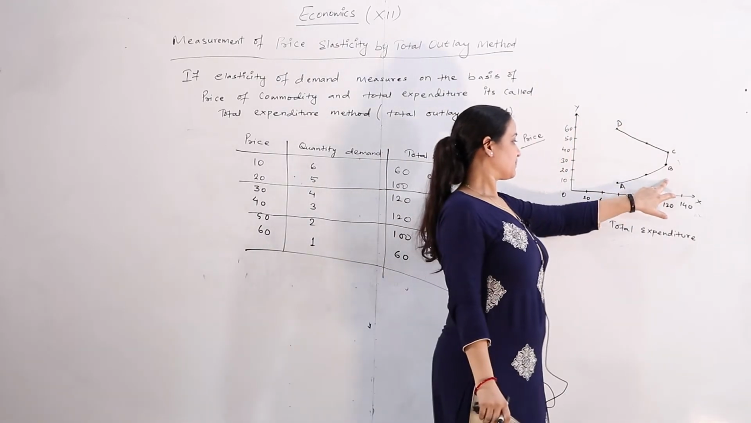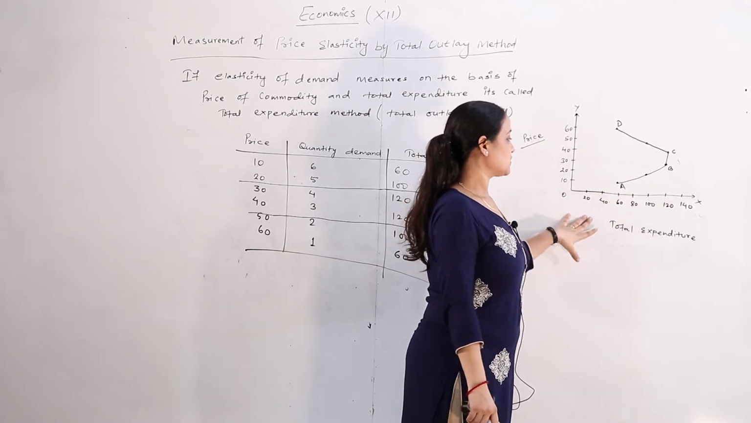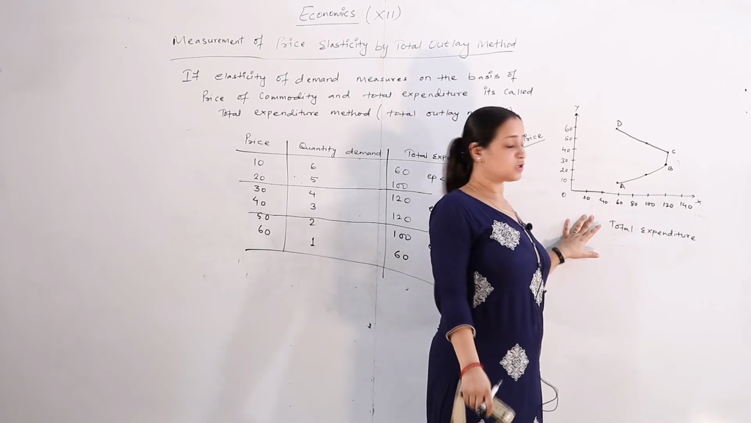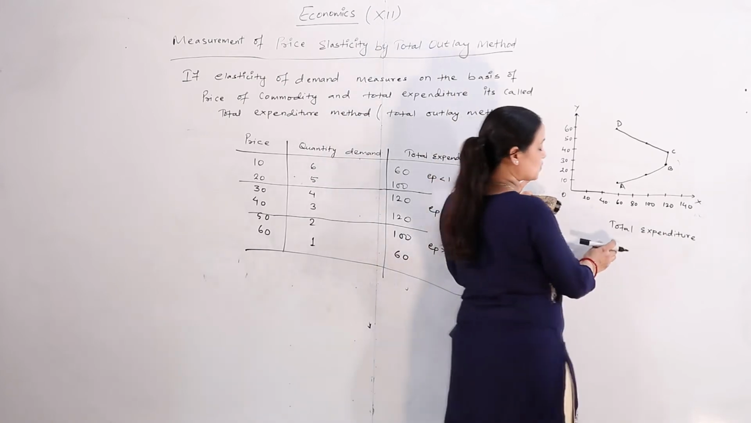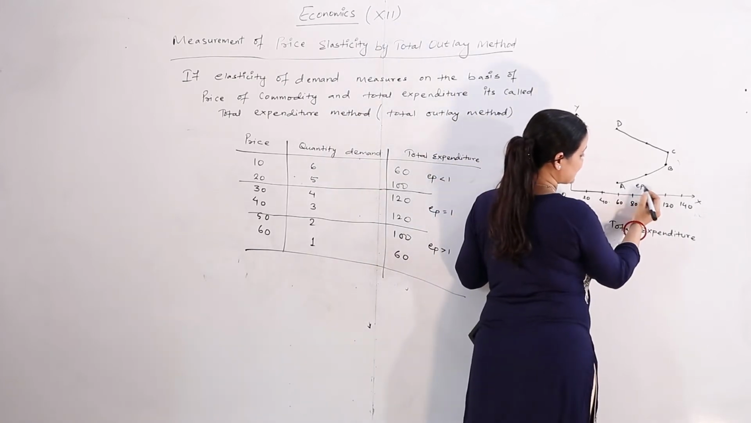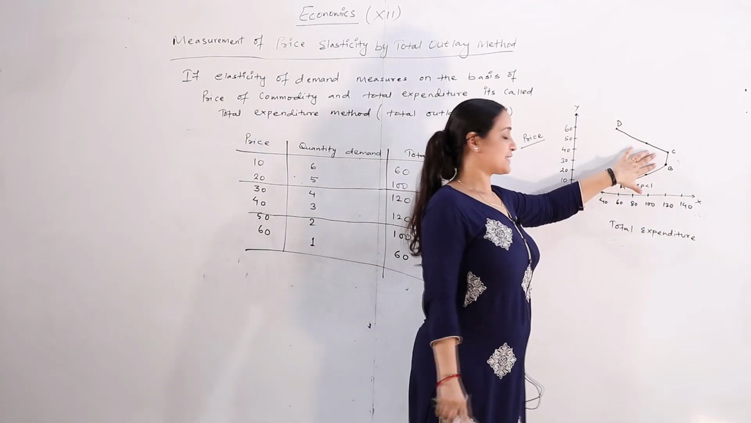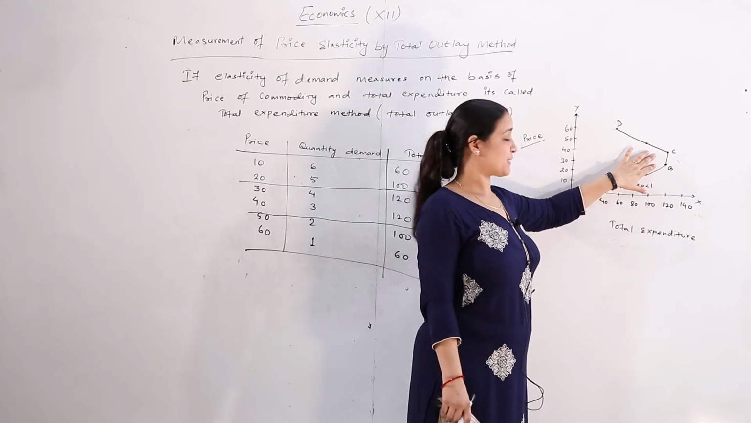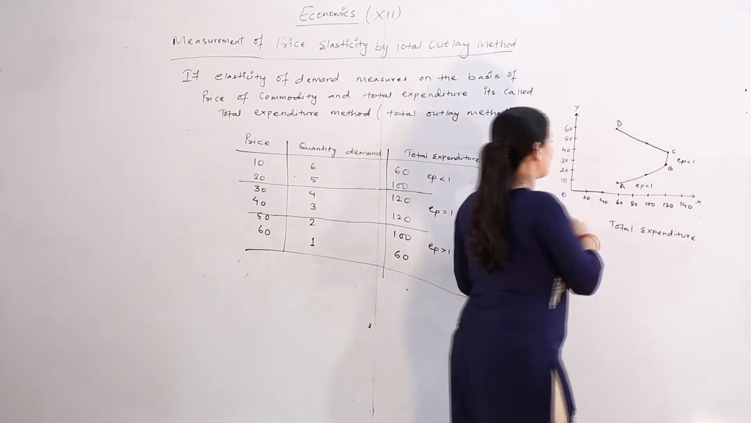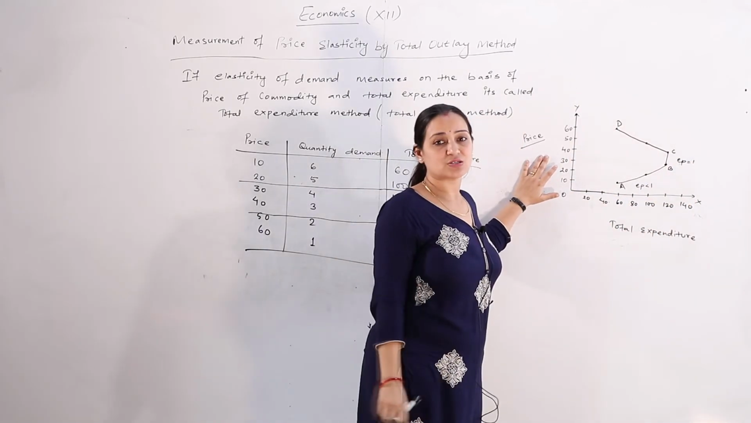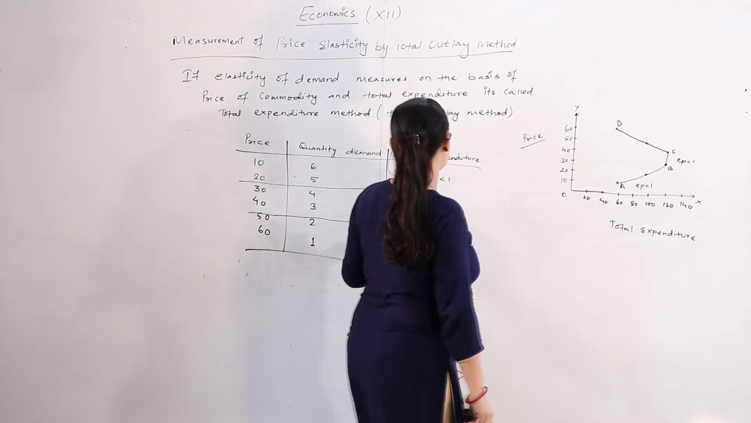Now A to B, here the given figure shows that when the price of the commodity increases, the total expenditure on the goods and services also increases. So here is a positive relationship between the price and total expenditure. It means elasticity is less than unity. And the B to C segment shows the elasticity of demand is equal to unity. Here the price of the goods and services, whether it increases or decreases, the total expenditure remains constant at 120.